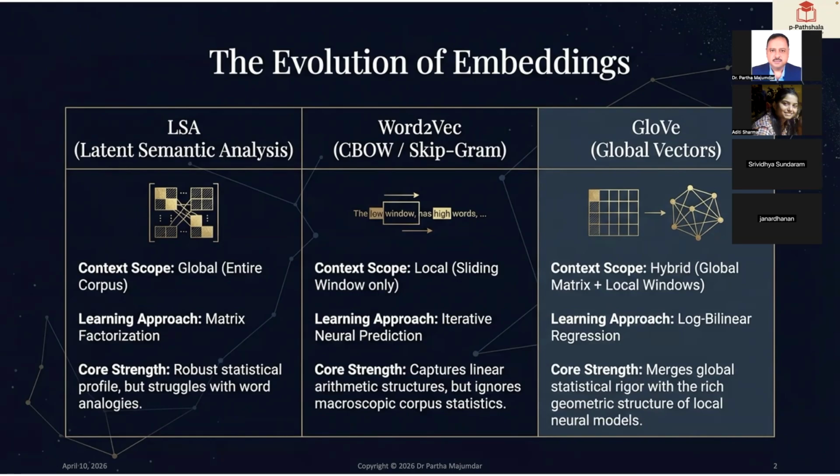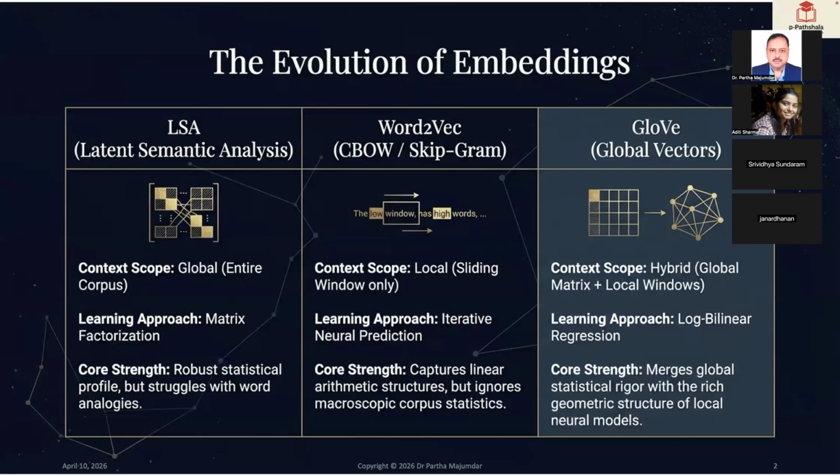But in this local approach, it ignores macroscopic corpus statistics. It is not able to look beyond the local windows we provide, so it may miss some important nuances. Today we are moving one step forward, where we are going to use a global context. We look at the complete corpus as a single unit and see if we can build a technique by which the machine understands on a global level. So we are going to discuss GloVe today.